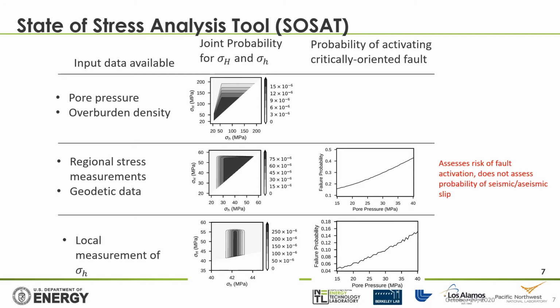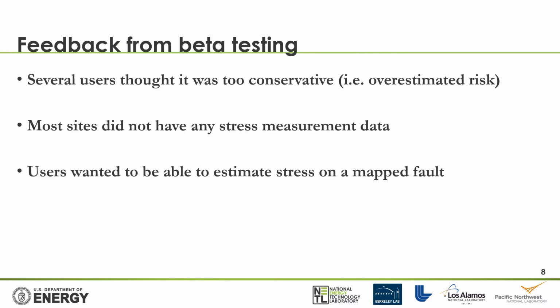And so the left column lists what data is the input. So basically, as more and more data is available and input into the model, the stress state becomes more and more constrained. And the plots on the right show the probability of activating a critically oriented fault at a given pore pressure. So as more data is available, those risks go down as we know more about the site.